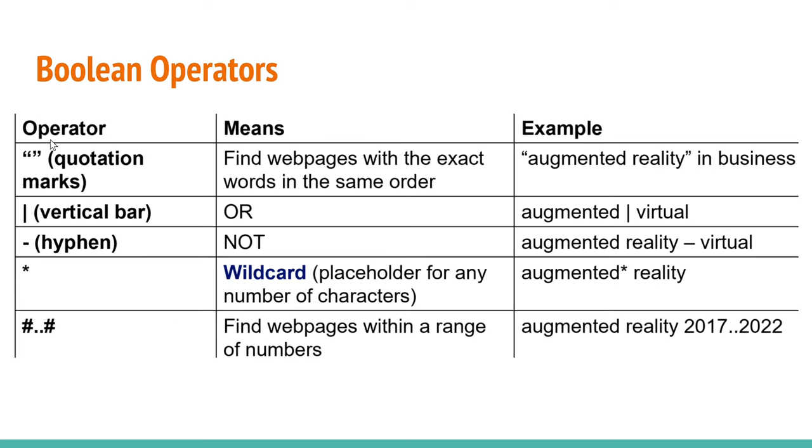Boolean operators, quotation marks: find the web page with the exact words in the same order. Example, augmented reality in business. The vertical bar is the OR, like augmented | virtual. The hyphen is the NOT operator, augmented -virtual. The wildcard is a placeholder for any number of characters, augmented *. Find the web pages within a range of numbers, augmented reality.